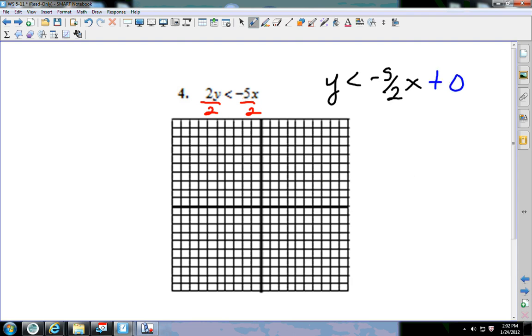That's plus 0. So I put a dot at plus 0. My slope is negative 5 over 2. Tells me to go down 5 and to the right 2. So I start at the y-intercept. Down 1, 2, 3, 4, 5 to the right 2. I can go backwards and go up 1, 2, 3, 4, 5 to the left 2.